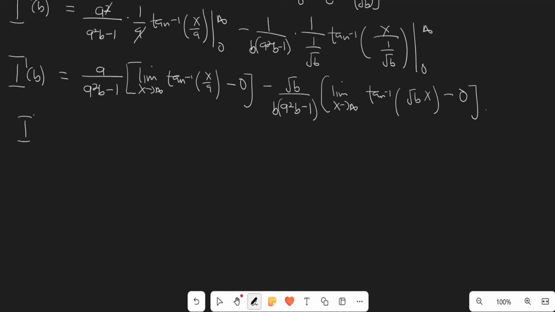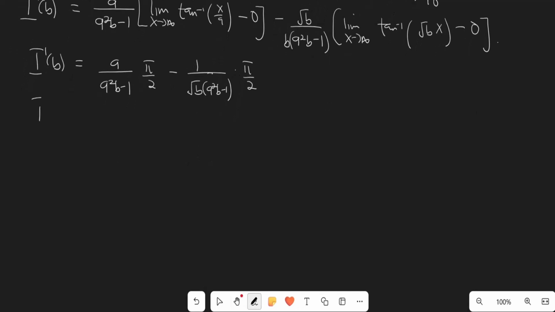All right, so I prime of b equals a all over a squared b minus 1, and as x is approaching infinity, tan inverse of infinity is going to be pi over 2, minus this one, rationalizing this and this. That becomes 1 over the square root of b, multiplied by a squared b minus 1. And as x is approaching infinity, the tan inverse of infinity is pi over 2, so that is multiplied by pi over 2.